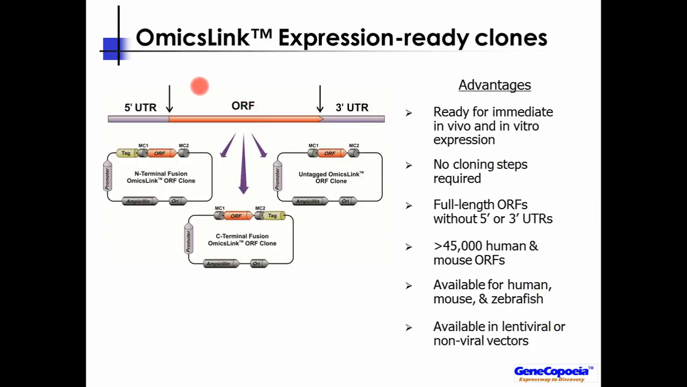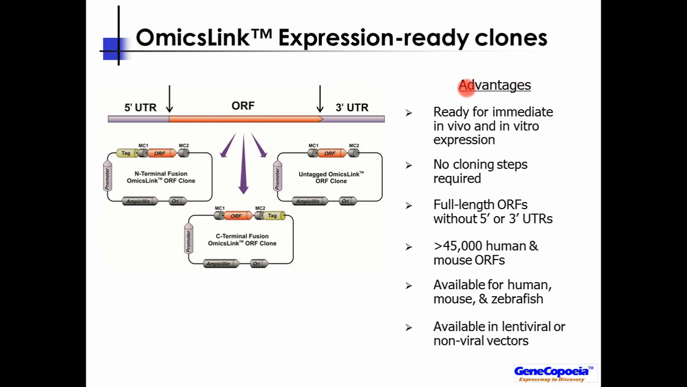All right, so now I'm going to tell you about the OmicsLink brand of expression-ready clones. Basically, we start out with a full-length cDNA that contains both the 5' and the 3' UTR, and again, this is sequenced. And then we take these cDNAs and we send them down 3 possible paths or avenues. The first is that we can tag them at either the 5' or the 3' end, and we also make untagged OmicsLink brand ORF clones.